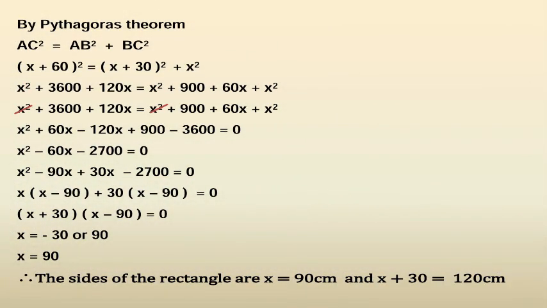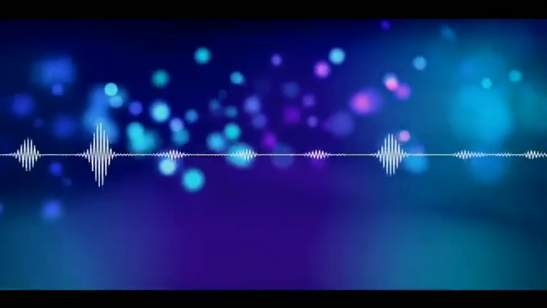As we know that in a rectangle also the angles will be equal to 90 degree. Consider the triangle ABC. By applying Pythagoras theorem, find out the value of x, that is equal to 90. Therefore the sides of the rectangle are x is equal to 90 centimeter and x plus 30 is equal to 120 centimeter. By this we have completed the first 5 problems of exercise 6B.